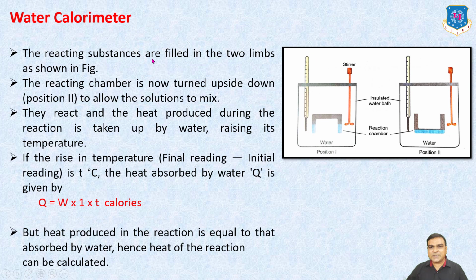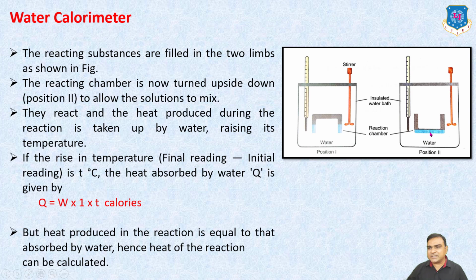The reacting substances are filled in the two limbs. So there are two limbs here. Okay, we want to mix these two. So the reaction chamber is now turned upside down to position 2 to allow the solutions to mix. First both are in separate limbs. Now when we turn the limbs 180 degrees, both the solutions are mixed and the reaction takes place. So they react and the heat produced during the reaction is taken up by the water, raising its temperature.